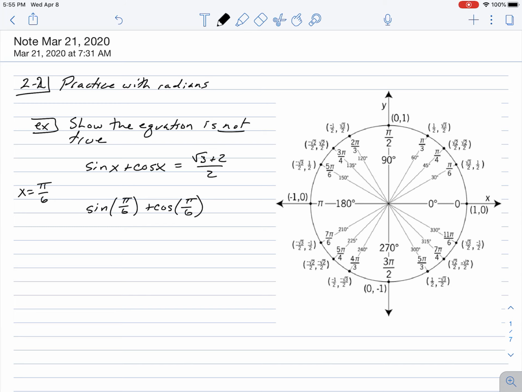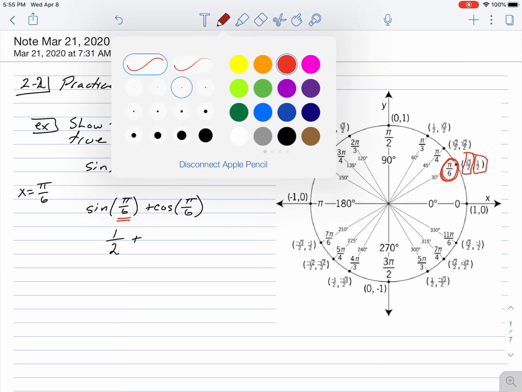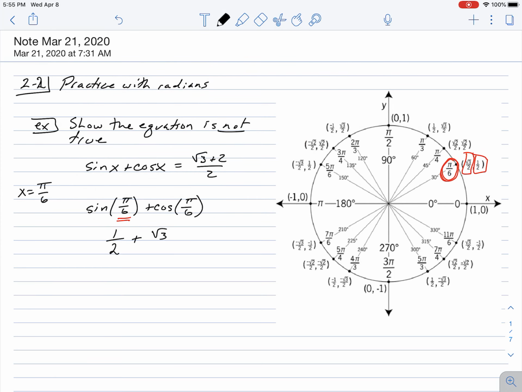So sine of pi over 6, this is the angle. We go over to our unit circle. You should be able to write this whole unit circle, radians, and terminal points without looking at anything. That's one of my goals for you that will really help you in calculus. Sine is the y value, and that right here is 1/2. So this sine of pi over 6 becomes 1/2. And the second piece is cosine of pi over 6, which is the same angle, but now I want the x value because it's cosine, and that's root 3 over 2.